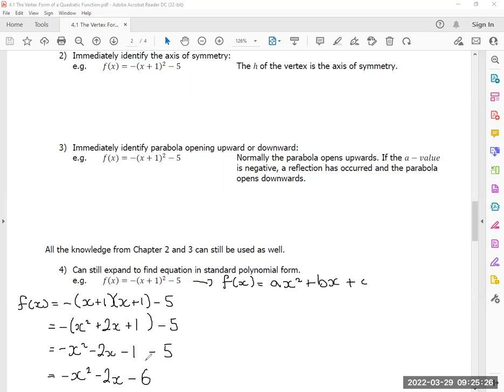This is standard form, right? So you can say that A is -1, B is -2, C is -6. That's it.